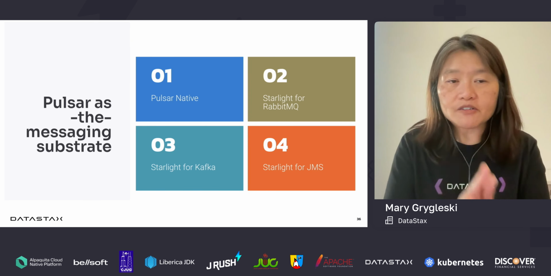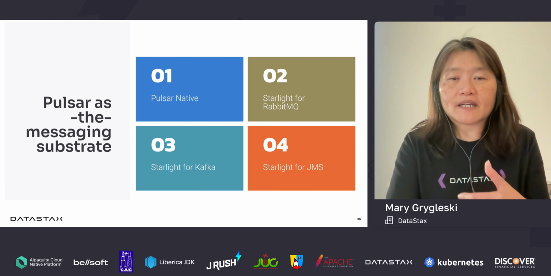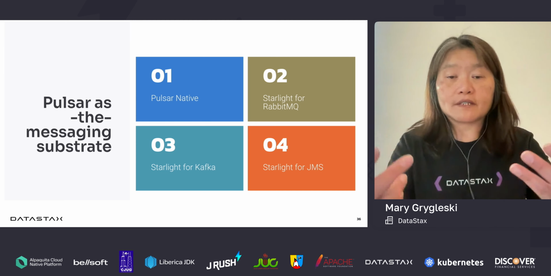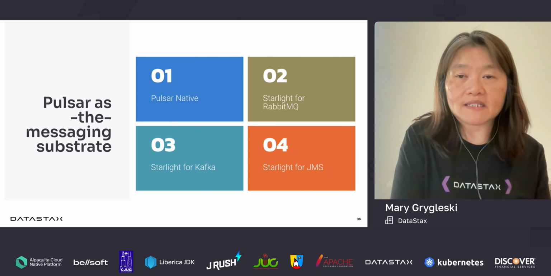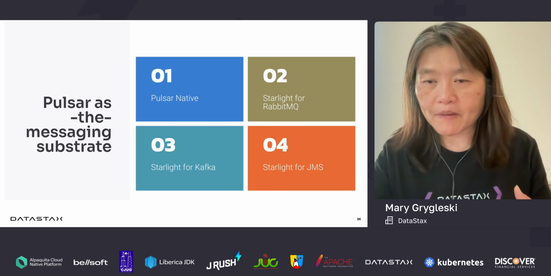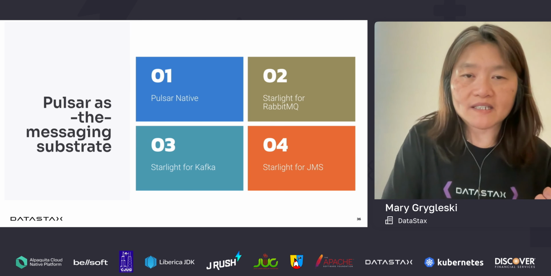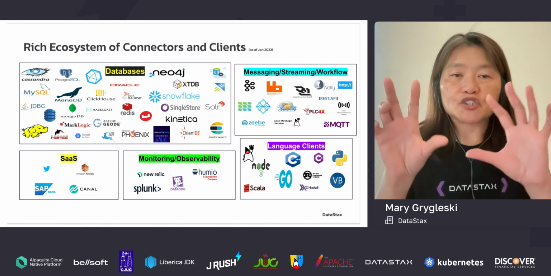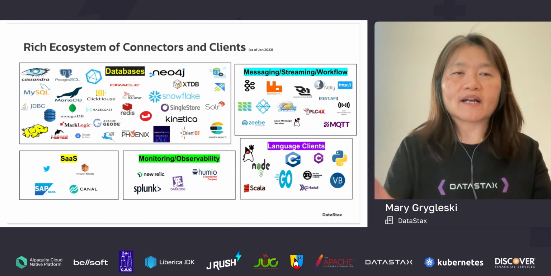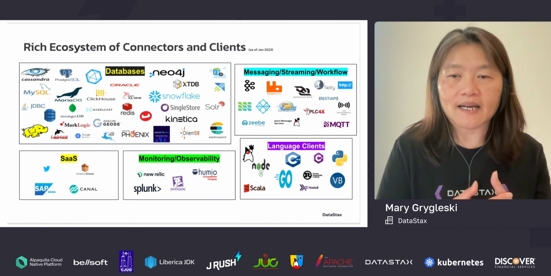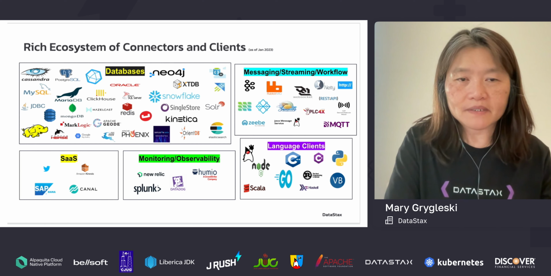And then again, Pulsar is the messaging substrate. So if you're using Pulsar, use the Pulsar native messaging, or if you want to connect back with your Kafka system, we have Starlight for Kafka. Again, there's also Starlight for RabbitMQ and also Starlight for JMS as well. And these are just an example, showing you pictorially the very rich ecosystem of connectors and clients that we support over here.